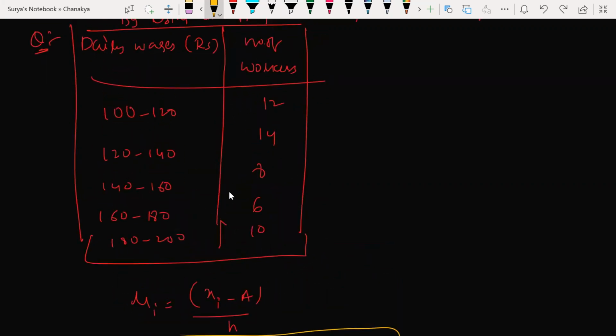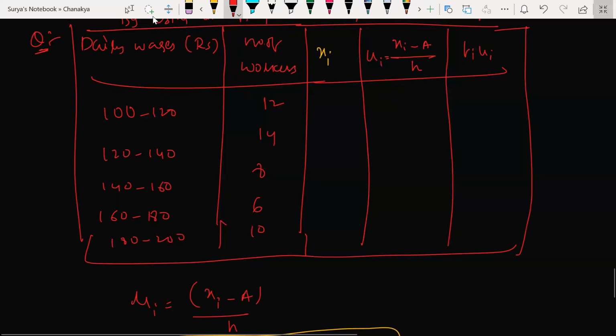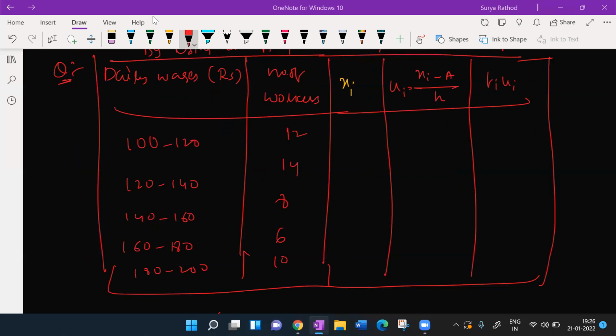What are the columns I can make here? xi for midpoint, very good. Listen carefully: xi, and xi minus a divided by h. This is the formula for ui. Then frequency into ui: sum of fi ui gives my mean. I will get fi ui by multiplying the two and write it in the last column. Just find it out, make it fast, calculate it quickly. Sir, can we not use sigma Fi Xi by sigma Fi?